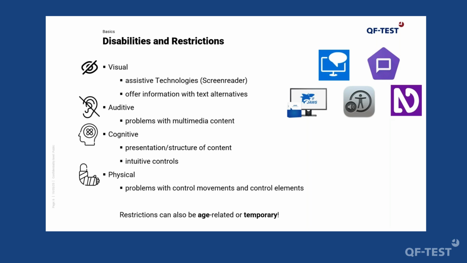One thing to mention is that disabilities or restrictions can also be age-related or just temporary. Like a broken arm can lead to problems with control movements, or a surgery can make you unable to see correctly for a week or two. And all these disabilities can affect basically everyone.